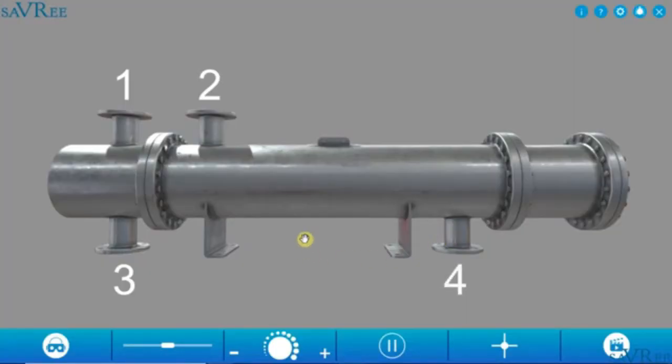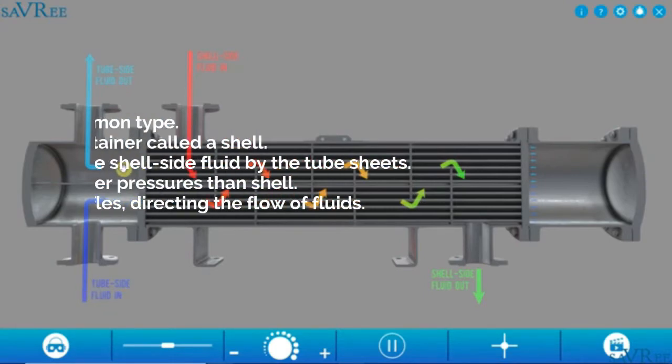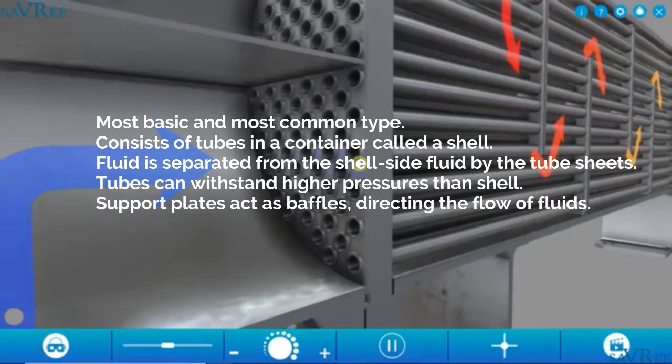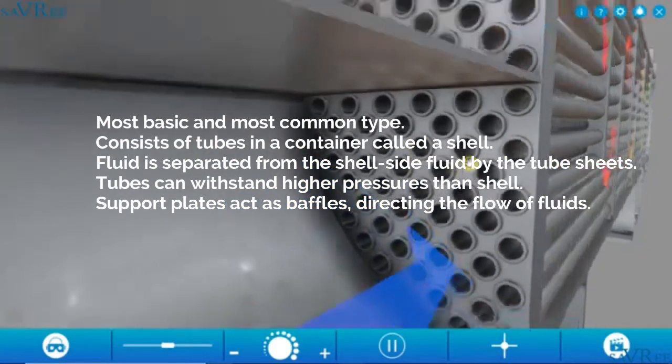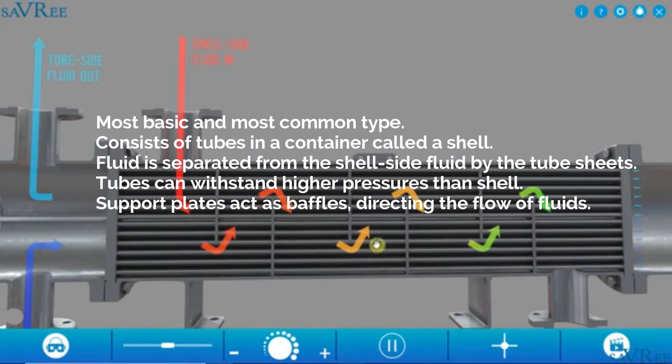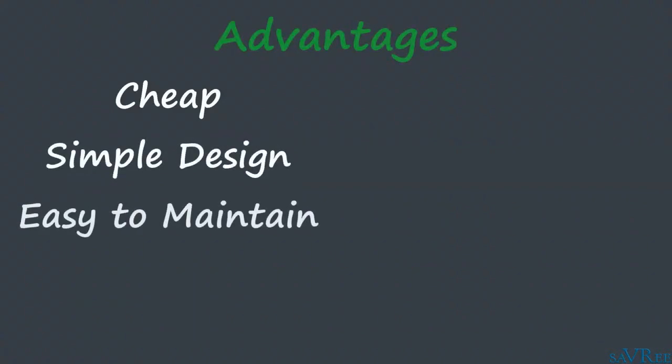In shell and tube heat exchangers, one fluid flows through a set of metal tubes, while the second fluid passes through a sealed shell that surrounds them. The most basic and most common type consists of tubes in a container called a shell. Tube fluid is separated from the shell side fluid by the tube sheets. Tubes can withstand higher pressures than the shell. Support plates act as baffles, directing the flow of fluids. Advantages and disadvantages of shell and tube heat exchangers.